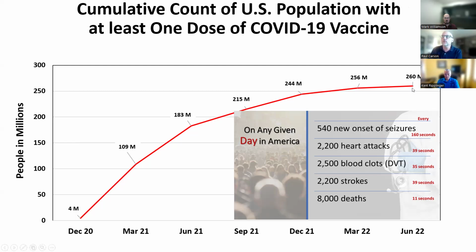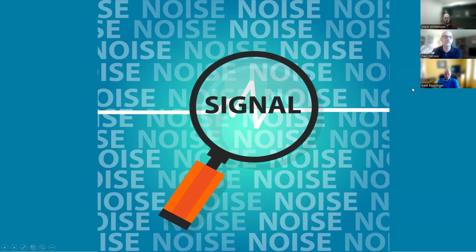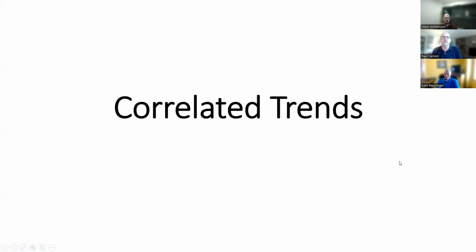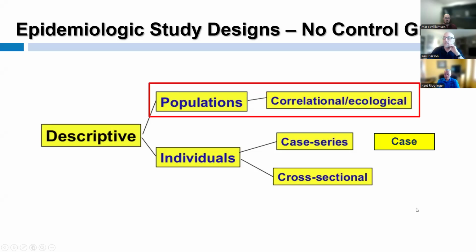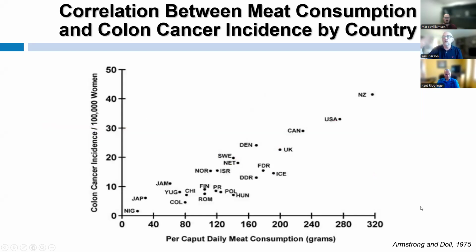So we need better study designs to pull out the signal from the noise. We need to be able to account for that background of problems that may be a better explanation for what we're seeing. So as we move up the hierarchy of evidence, we can look now at descriptive studies at the population level, what we call correlational studies, or sometimes ecologic studies. So this is still under that descriptive category. And I'll give you a couple examples here.